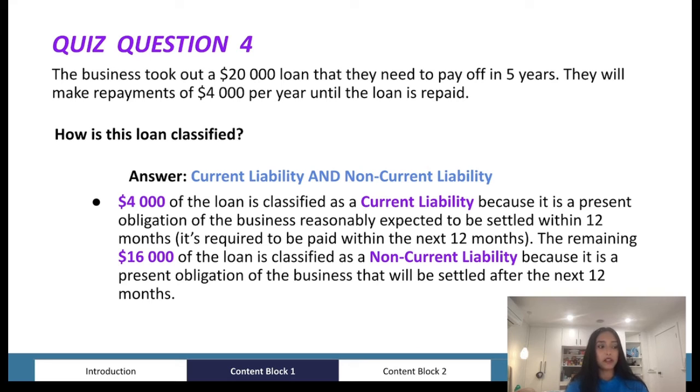And you can see in the explanation that both of the terms have been stated and defined. So current liability was stated, current liability was defined, non-current liability was stated, non-current liability was defined. And you'll also note that specific dollar amounts are used. So it specifically says $4,000 and $16,000. That's really, really important to get full marks. And that is part of linking it back to the question because the question tells you how much the loan is. So you need to be able to talk about how much is current and how much is non-current.